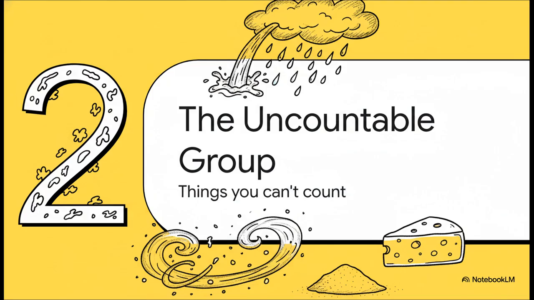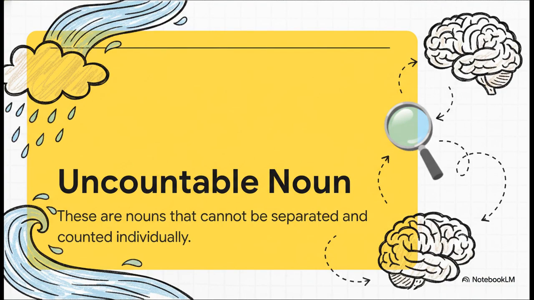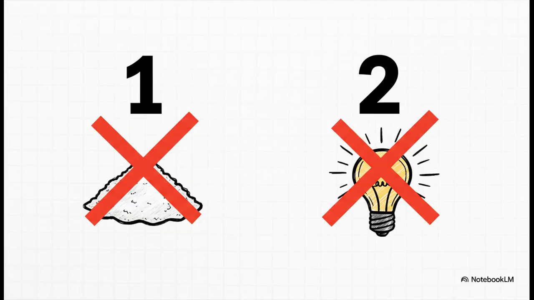All right, ready to meet the other team? Let's talk about the uncountable group. Now, these are the things we think of as one big block of stuff. Think about liquids, like water, or big ideas like happiness or information. You can't really have 3 waters or 5 happinesses, can you? We see them as a single whole thing. So the number one rule here is simple. You just can't count them directly. Saying 1 sugar or 2 informations just feels weird in English, and that's your biggest sign that you've got an uncountable noun on your hands.